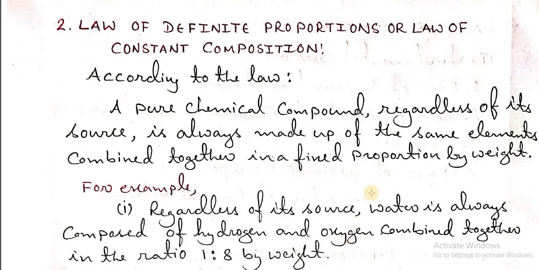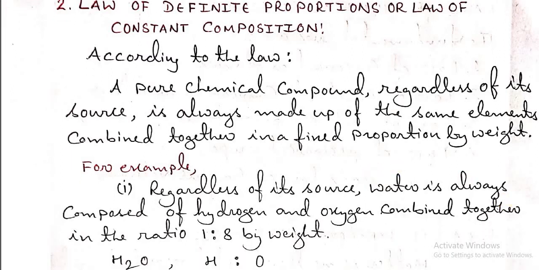Next, we have the second law, that is the law of definite proportions, or we call it the law of constant composition. Let us see this one. According to the law, a pure chemical compound, regardless of its source, is always made up of the same elements combined together in a fixed proportion by weight. We'll understand this statement by taking an example.